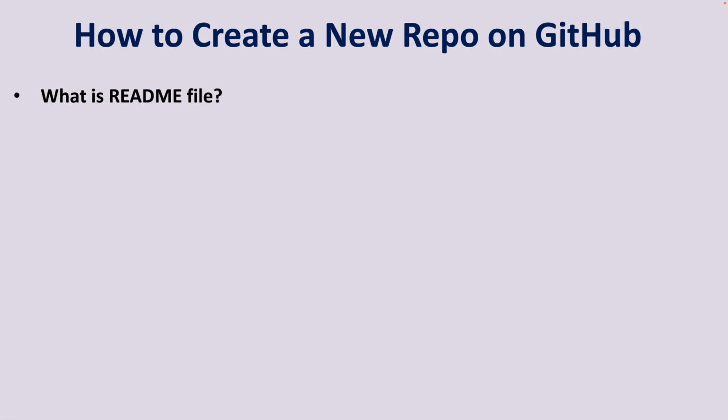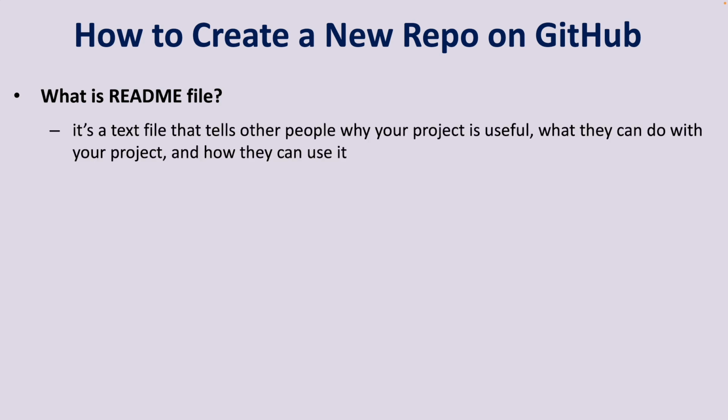And when you create a new repository on GitHub, you can choose to initialize a new repo with a README file. So what is a README file? It's a text file that tells other people why your project is useful, what they can do with your project and how they can use it.